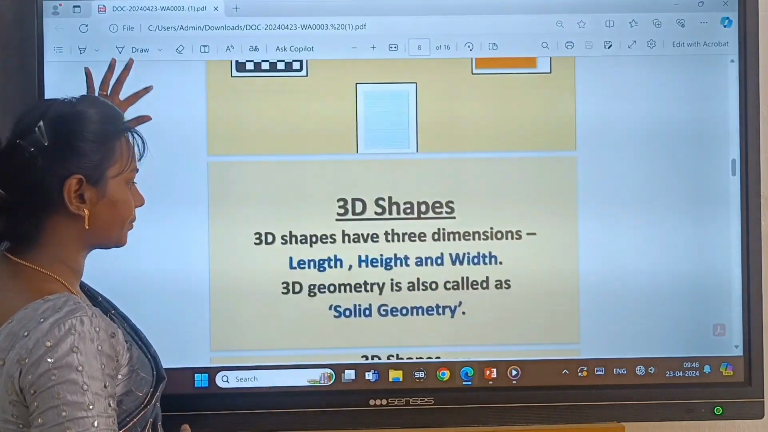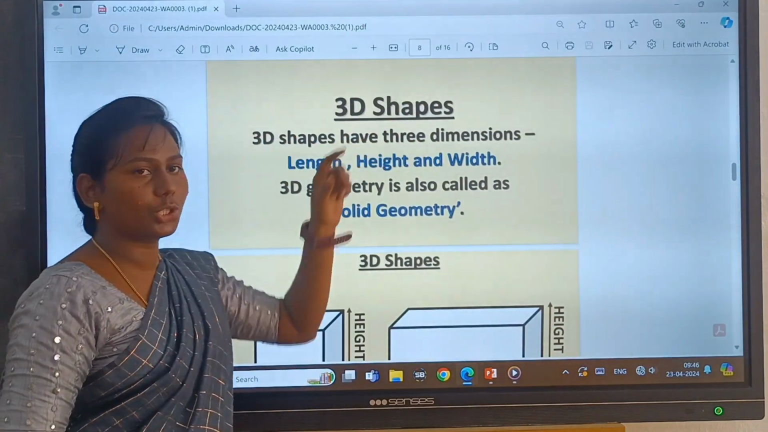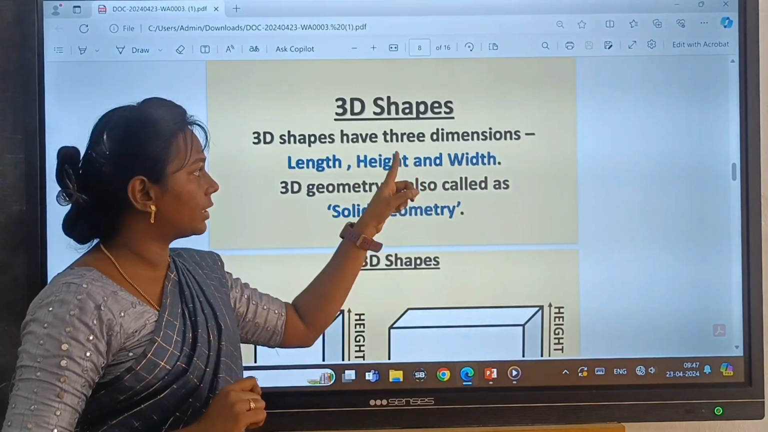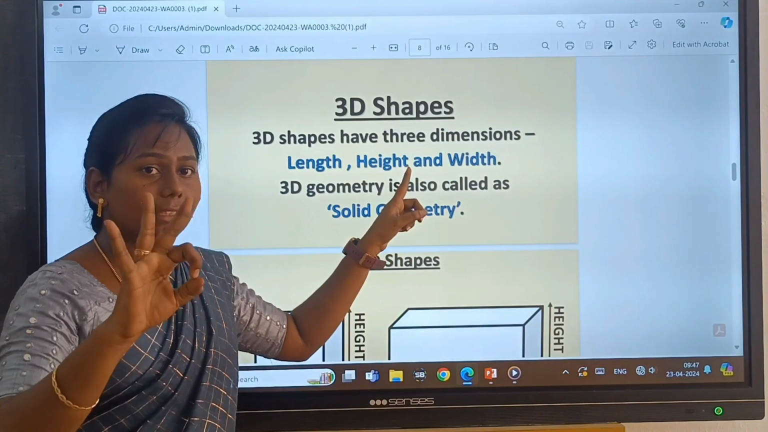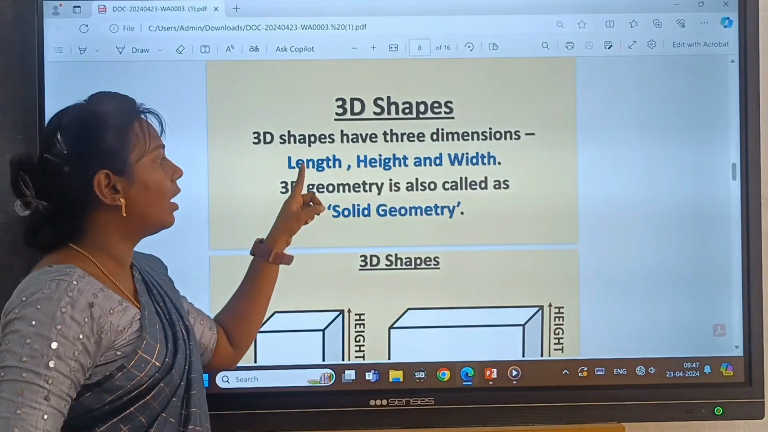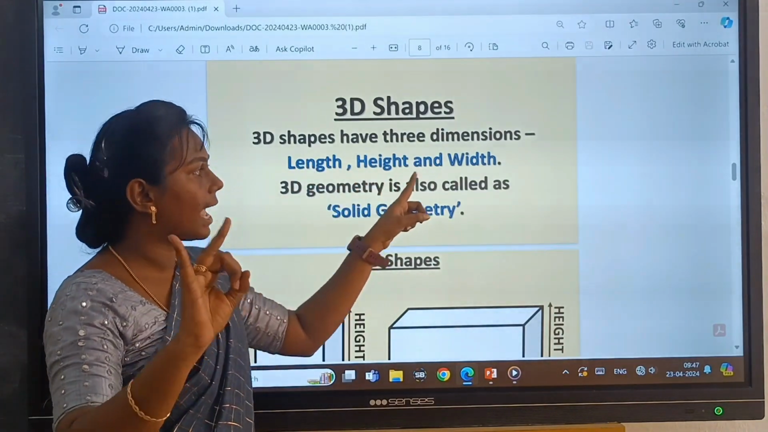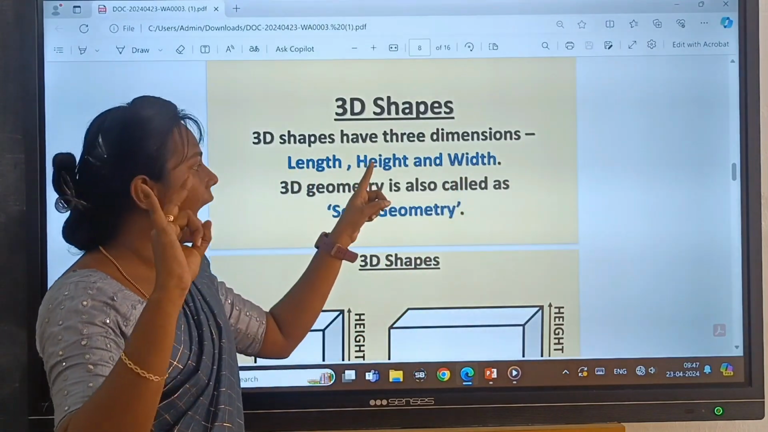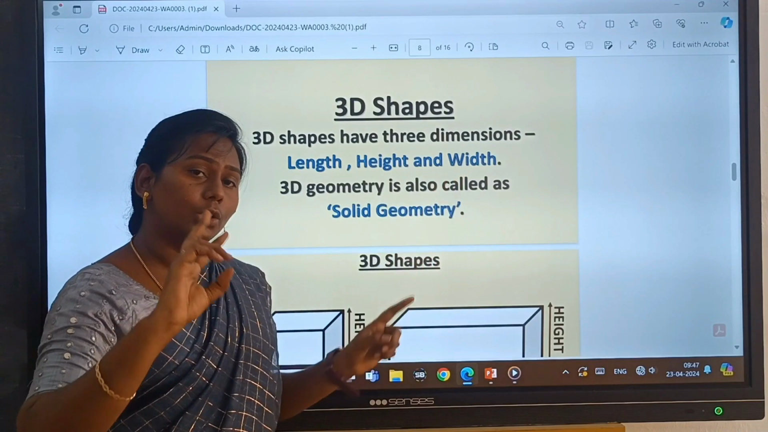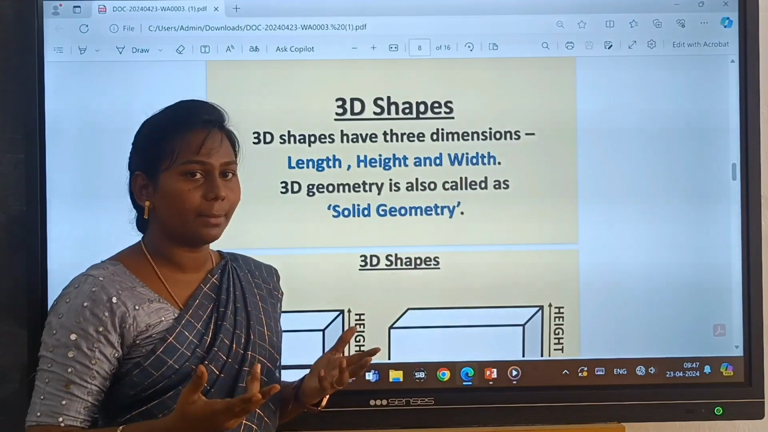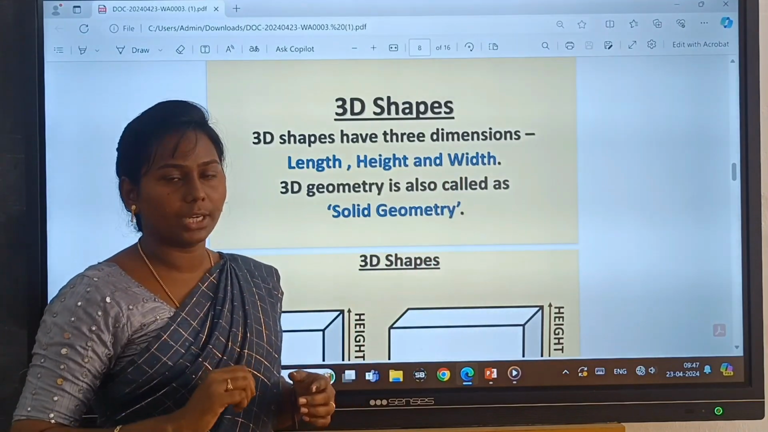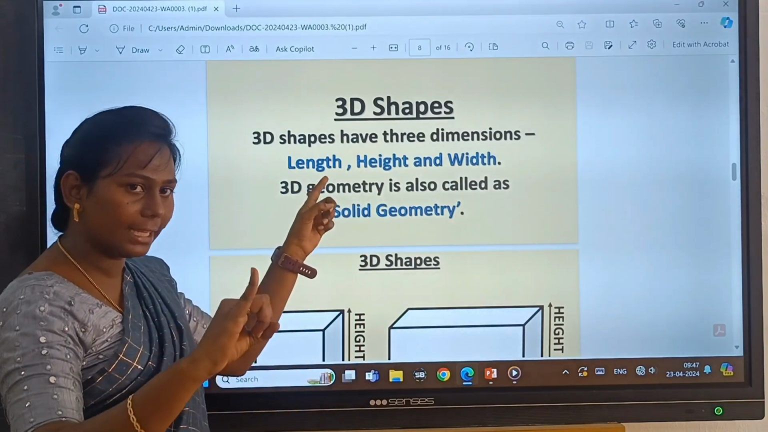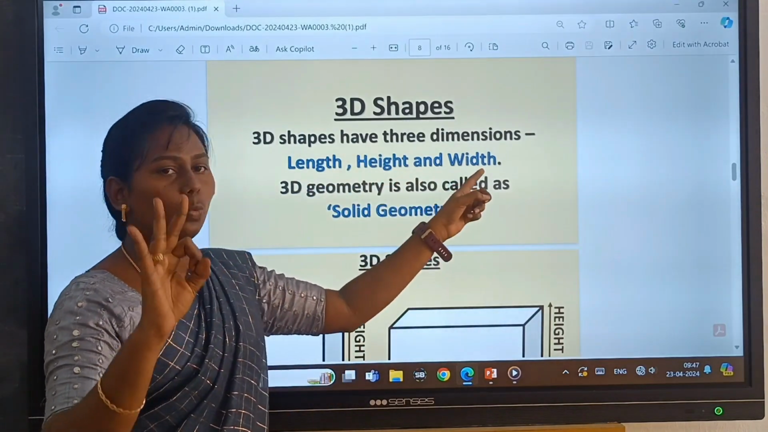Next, 3D shapes. 3D shapes have 3 dimensions. How many dimensions? 3 dimensions, namely length, height and width. Tell me again: length, height and width. 2D shapes have how many dimensions? 2 dimensions, length and breadth. Here, length, height and width.